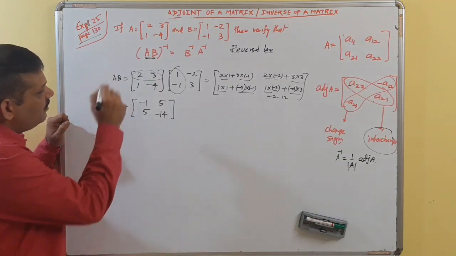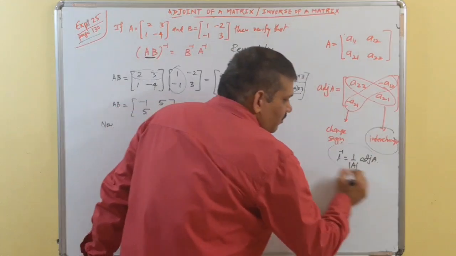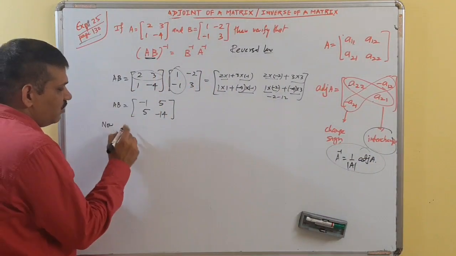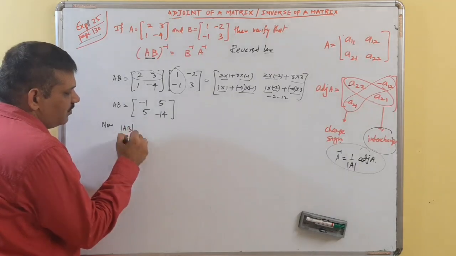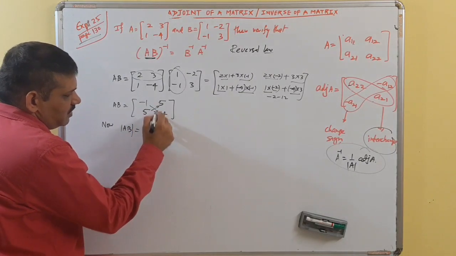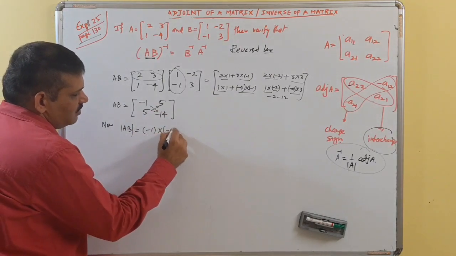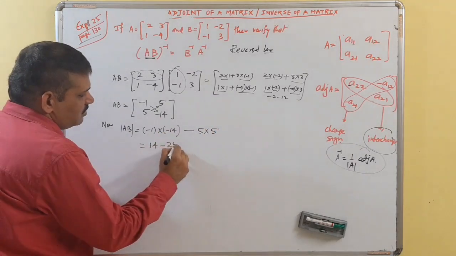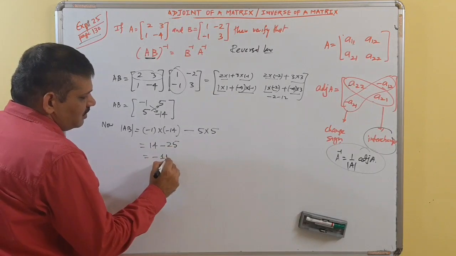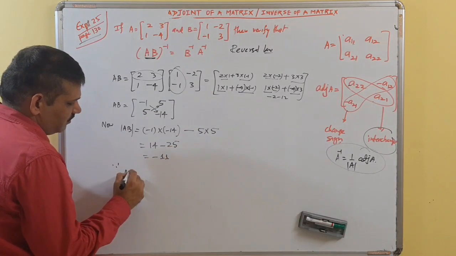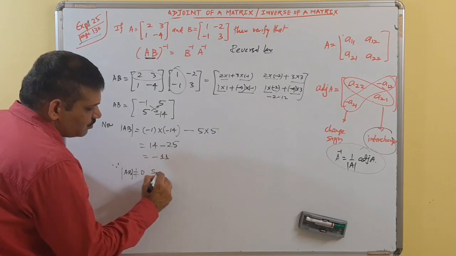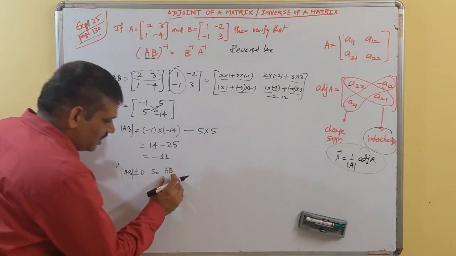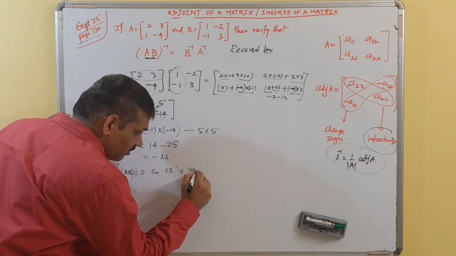Now we have to find the inverse, and the inverse is simply 1 upon the determinant of that matrix times the adjoint of it. So first of all we will find the determinant of AB. Determinant of AB is this into this minus this into this, that is minus 1 into minus 14 minus 5 into 5. This is plus 14 minus 25, that is minus 11. Since the determinant of AB is not equal to 0, the matrix AB, we can name it C, is invertible.